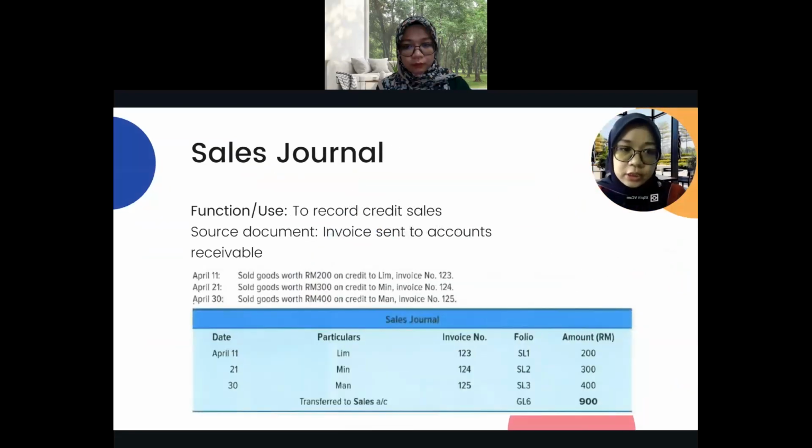Similar to the purchase journal, this is the sales journal. Instead of recording our purchases, we record our credit sales to customers. The source document is the invoice sent to the account receivable. Like the purchase journal, we record the name of our account receivable, the name of our customer, the amount and the invoice number given to them.